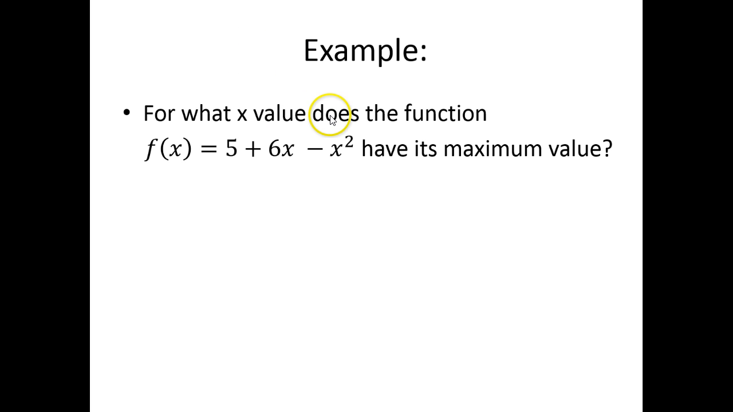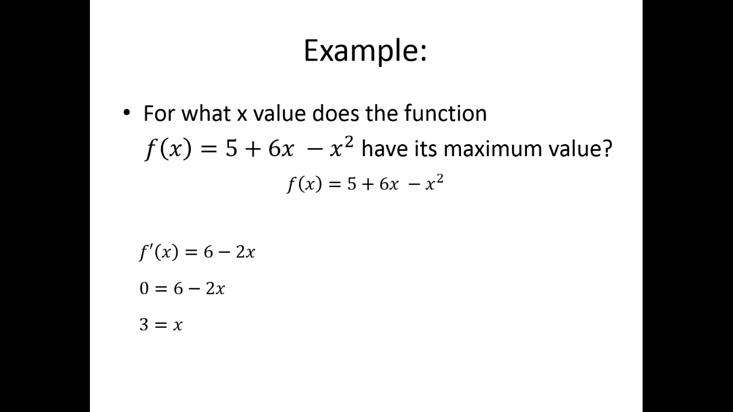For what value of x does the function f of x equals 5 plus 6x minus x squared have its maximum value? Whenever we hear maximum and minimum, our mind should automatically think derivatives. We take our first derivative of this function. We get f prime of x is 6 minus 2x. We do know that the key here is setting our first derivative equal to 0 because our maxes and mins always occur where the first derivative is 0. We set it equal to 0, and this gives us x equals 3.